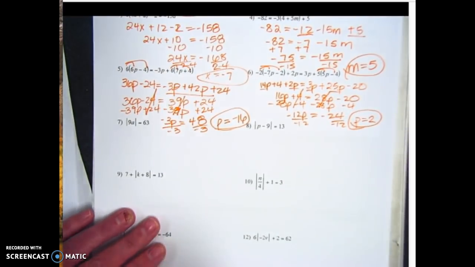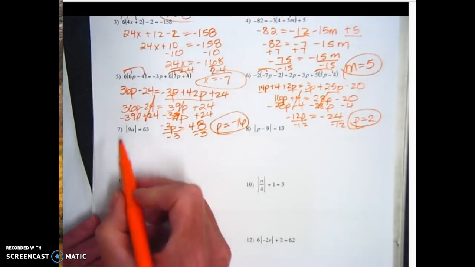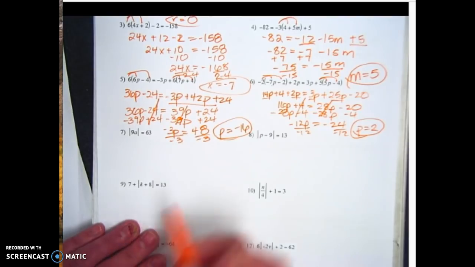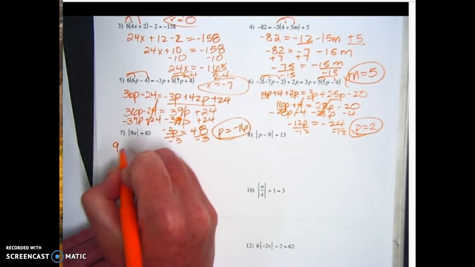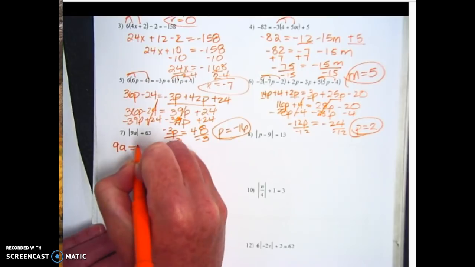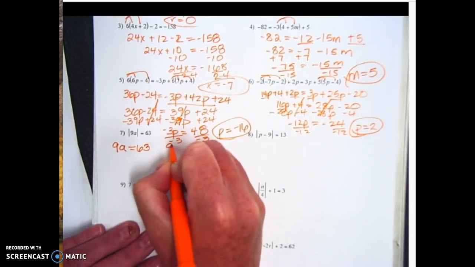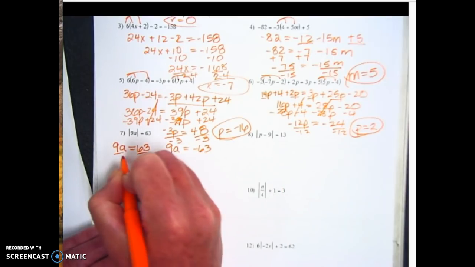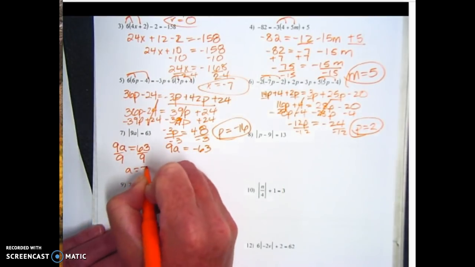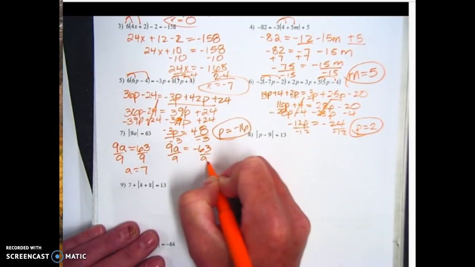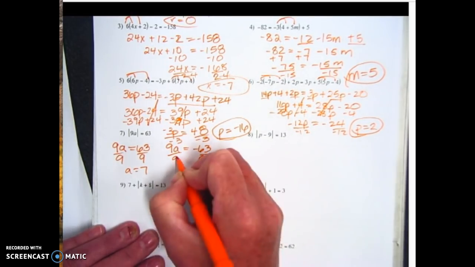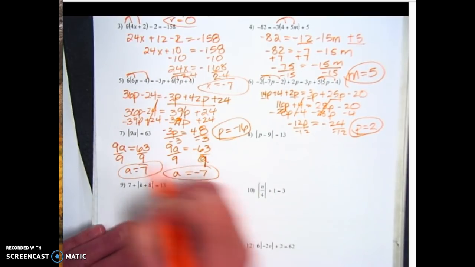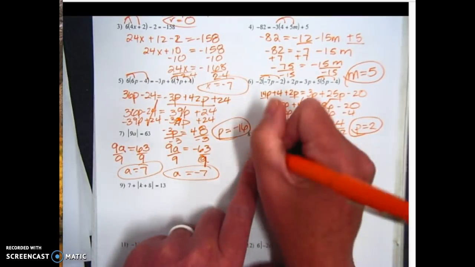All right, when we jump down to number 7, now we're getting into some absolute values. So you're going to have 2 answers. Once in a while, they are exact opposites of each other, but usually not. So let's try this one. We're going to say that 9a equals 63. And 9a is equal to negative 63. Divide both sides by 9. Get a equals 7. Divide both sides by 9. That looks like an a. Sorry. And that one is negative 7. So in this case, yes, you do have opposites, but not always.